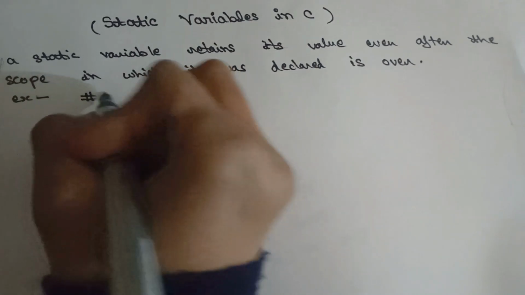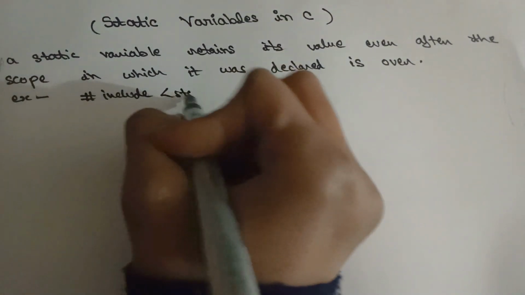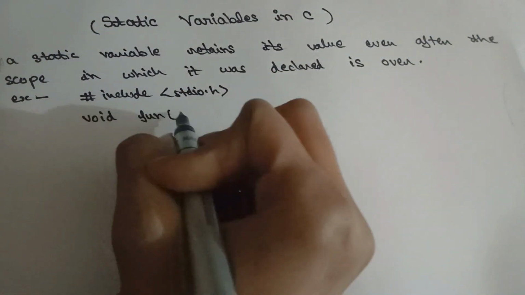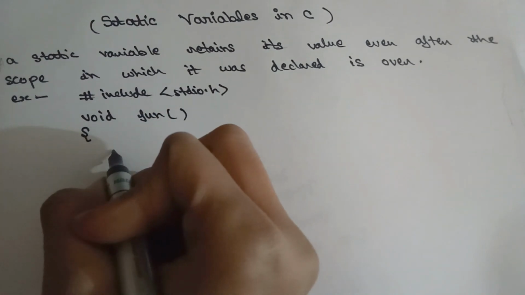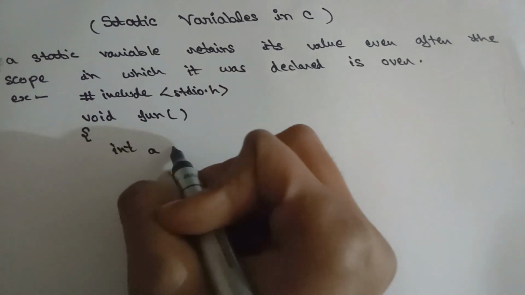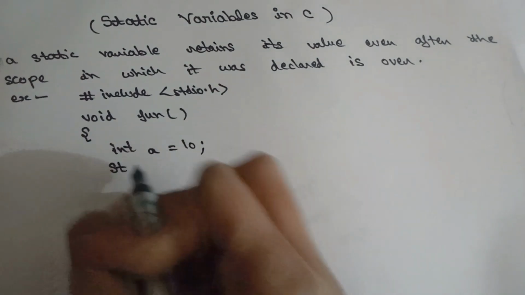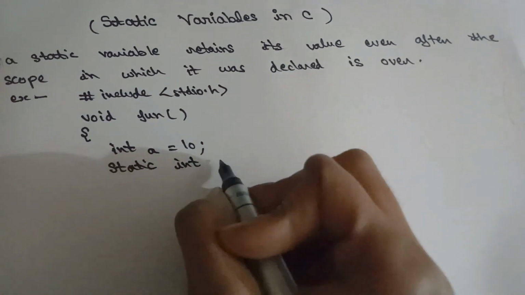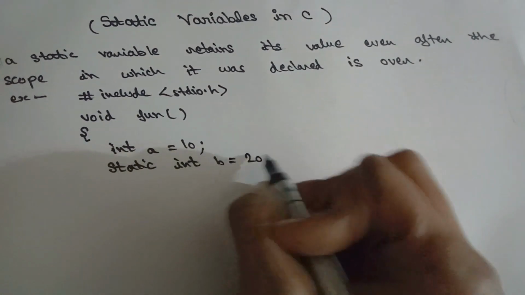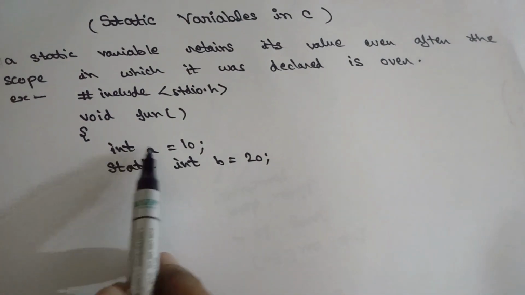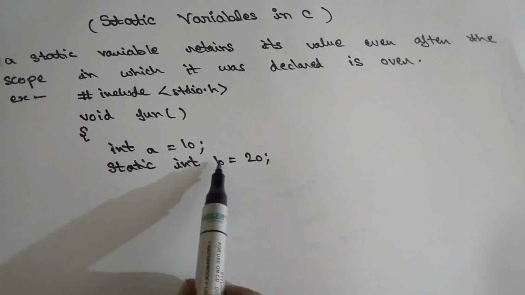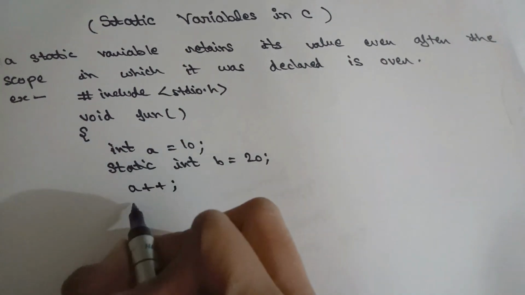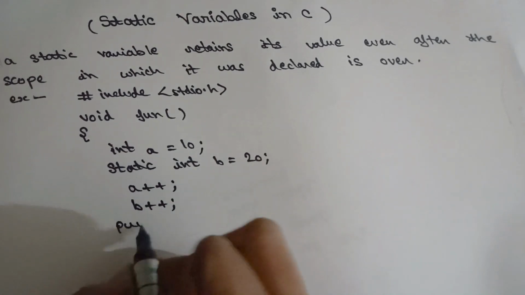Suppose you have declared a function. Include the header file. Now define one function here, let's say fun function. Create one variable here. This is a normal variable, an auto variable. Let's declare one static variable also. A is here a normal integer variable, whereas B is a static variable. Increment A by 1 and also B by 1. Then print their value.